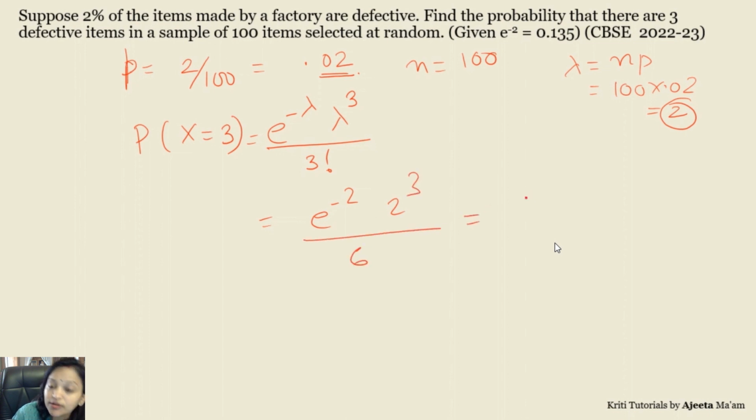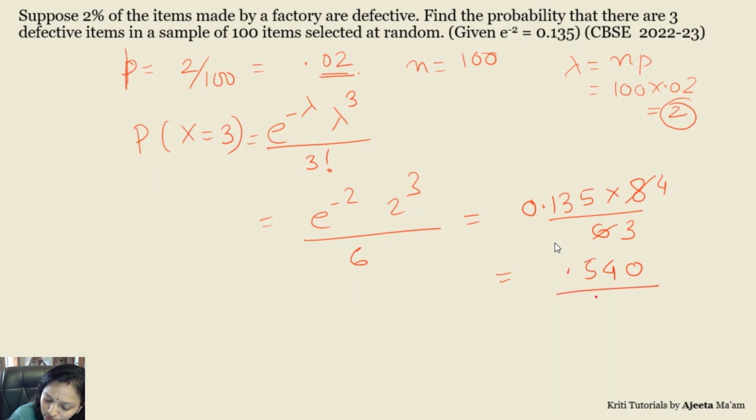So what do you get here? e raised to minus 2, what value is given to you? 0.135. That is 8 upon 6. So we get here 4 by 3. So we get here 4 fives are 20, and then 4, and then 1, and divided by 3. So if I just go with it, what do we get?